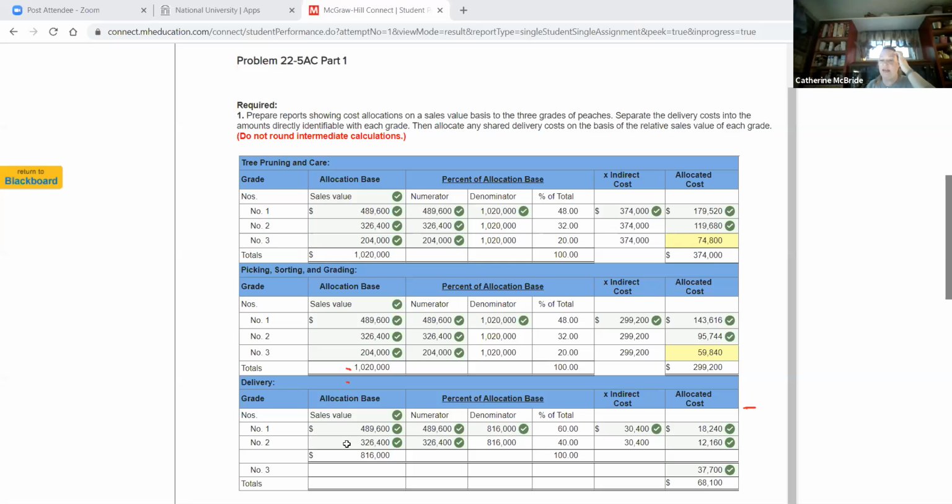So we're going to allocate the part of the delivery cost that goes to number 1 and 2, the 30,400, by multiplying that by the 60% to get the 18,240, and by the 40% to get the 12,160. So the delivery cost is broken into 2 chunks, and one of those we have to allocate. Does the delivery part make sense? So what about the number 3? We're going to get there.